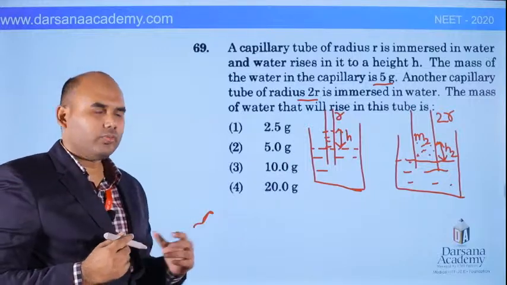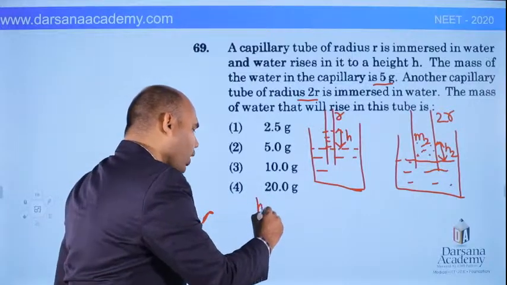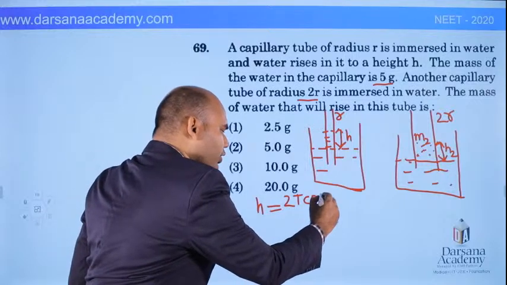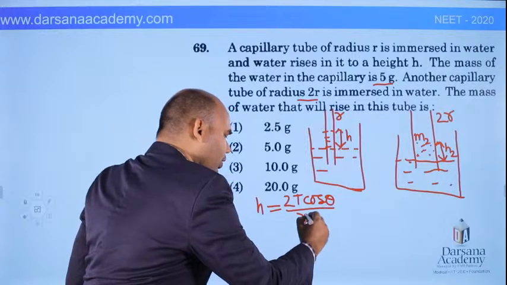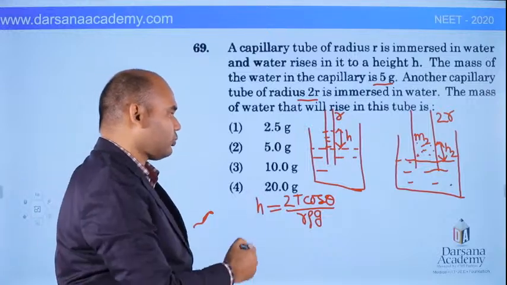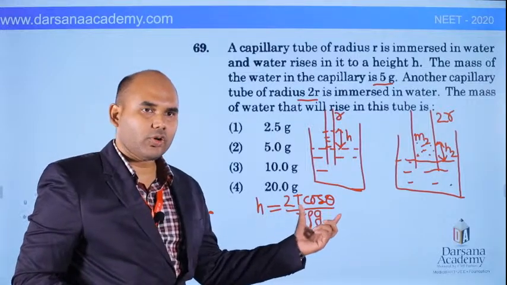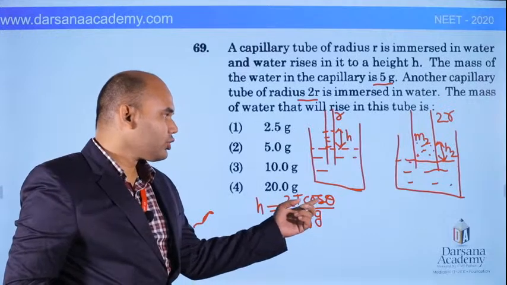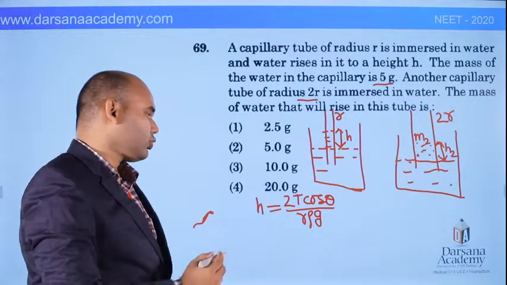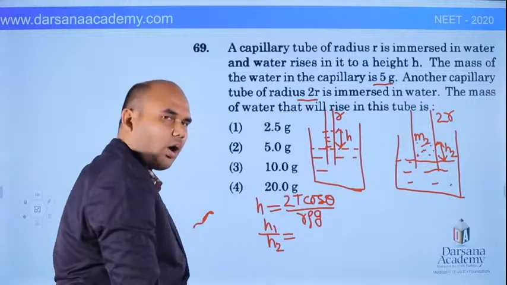So how to find this? Very simple problem. You know that the rise in height of water or liquid inside a capillary is 2T cos theta by r rho g. So you can easily find here, T is surface tension, which will be the same for both because the water and glass system is there, and cos theta will be the same. R is different, density is the same, g is the same. So from here you can write h1 by h2 equals R2 by R1.